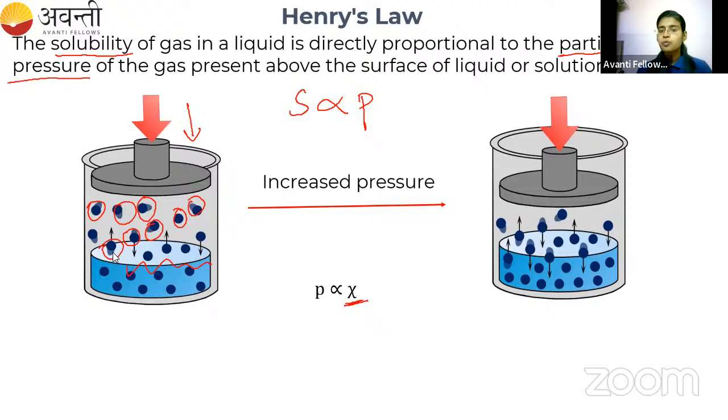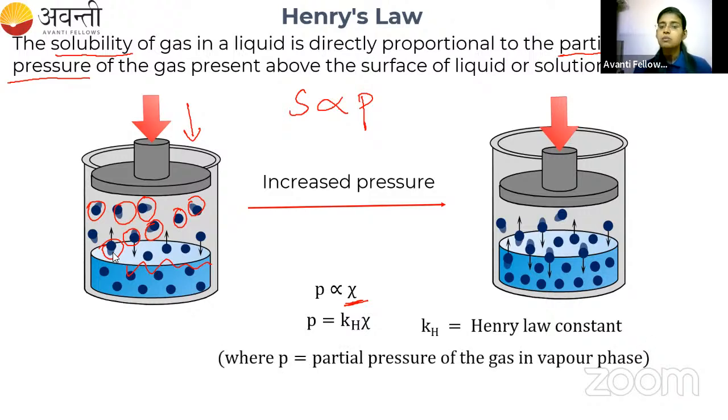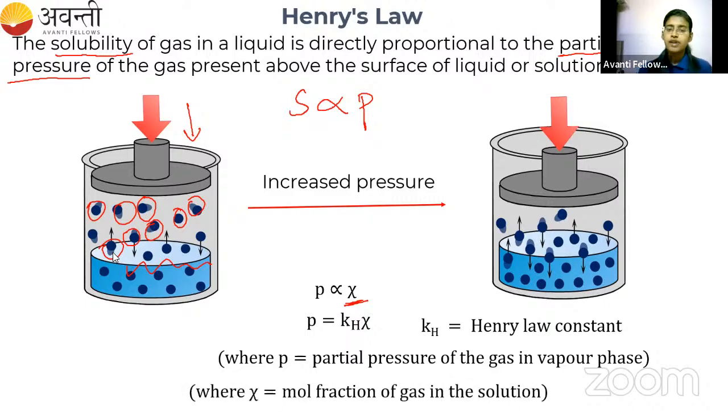And if I remove this proportionality symbol, then I will introduce a constant which is called KH, and that is called Henry's law constant. Here P is the partial pressure of the gas in vapor phase, and X is the mole fraction of the gas in solution. So this is Henry's law. P is equal to KH into X is called Henry's law.